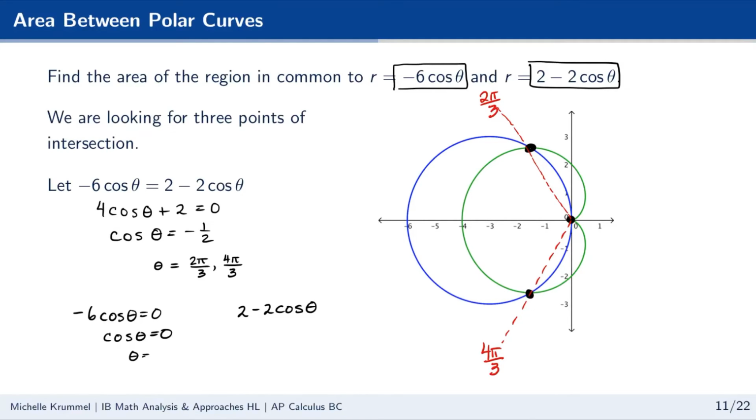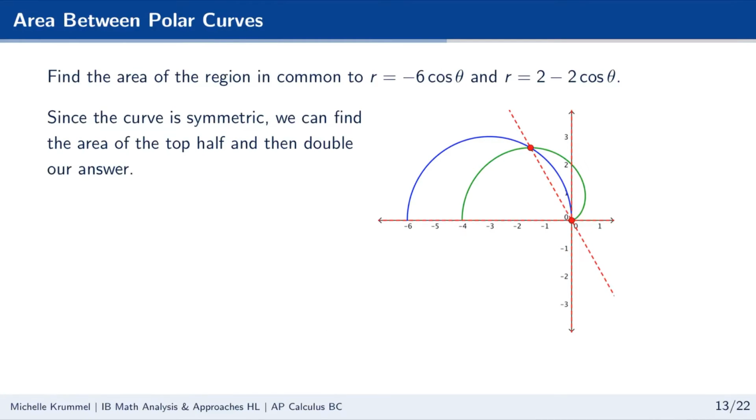We know the cosine of theta equals 0 when theta equals pi over 2, and there are others, of course. And then we set the other equation equal to 0, and here we're going to get cosine theta equals -2 divided by -2, or 1. And again, we've got lots of solutions here where cosine theta equals 1. So yes, the pole would be another point of intersection. We'll say theta equals 0.